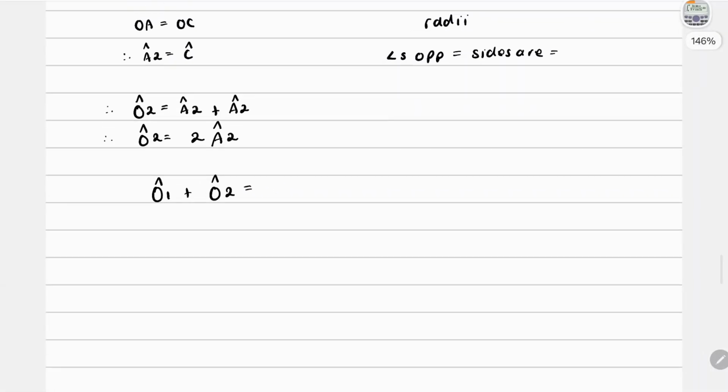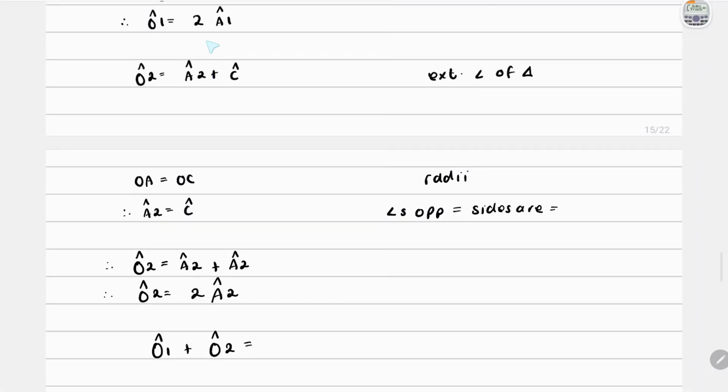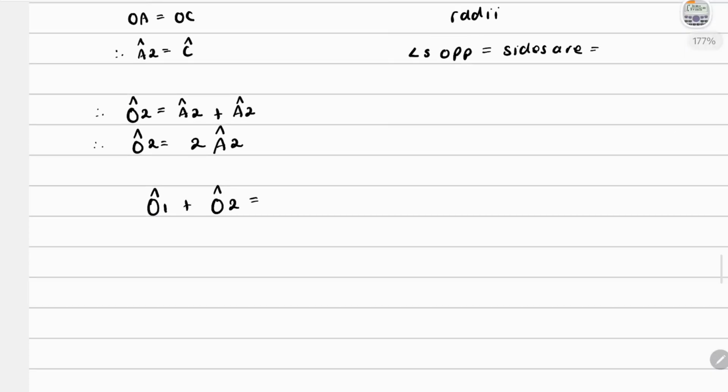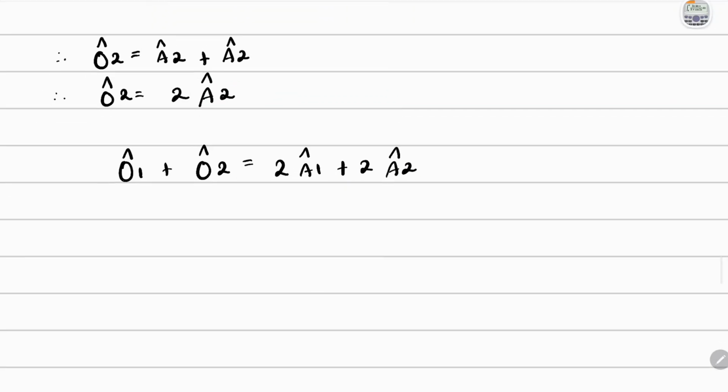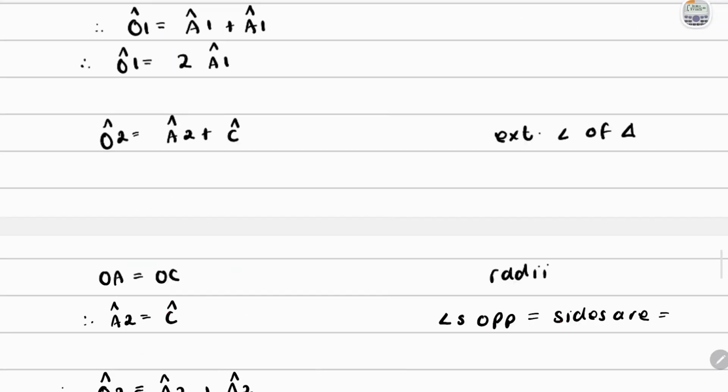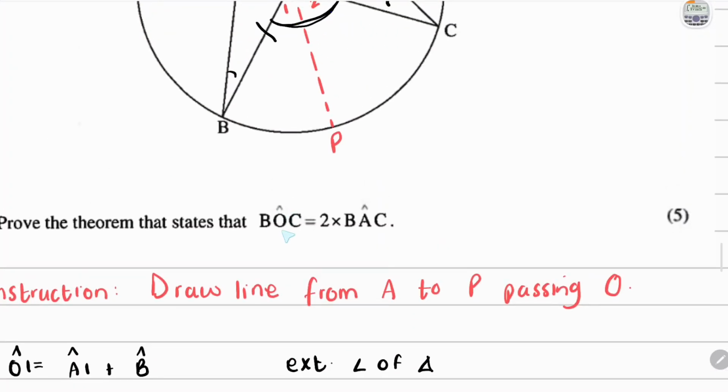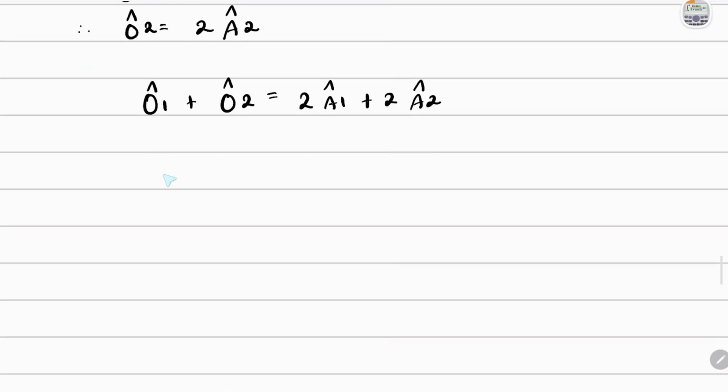So angle O1 plus angle O2 is equal to, and we're just looking at the equations. Angle O1 was equal to 2 angle A1. So that's 2 angle A1. And angle O2 is equal to 2 angle A2. Okay, so we know that when we add these angles together, they give us this angle BOC. So that's BOC is equal to, and we have a common factor of 2 here. So we can take it out as a common factor, and we get 2, and then open a bracket.